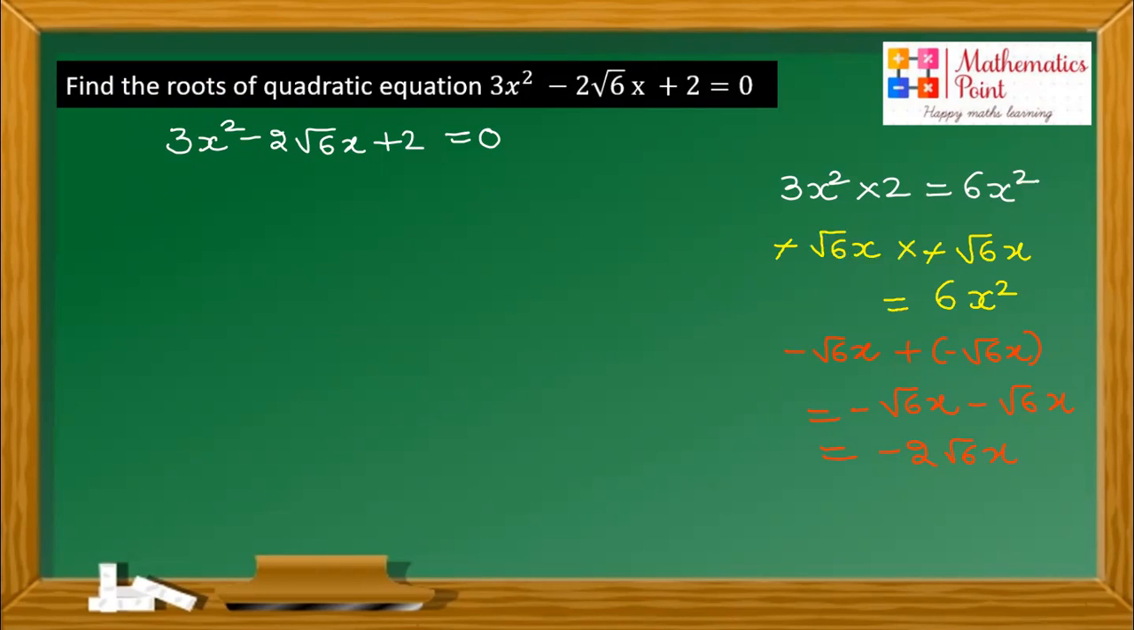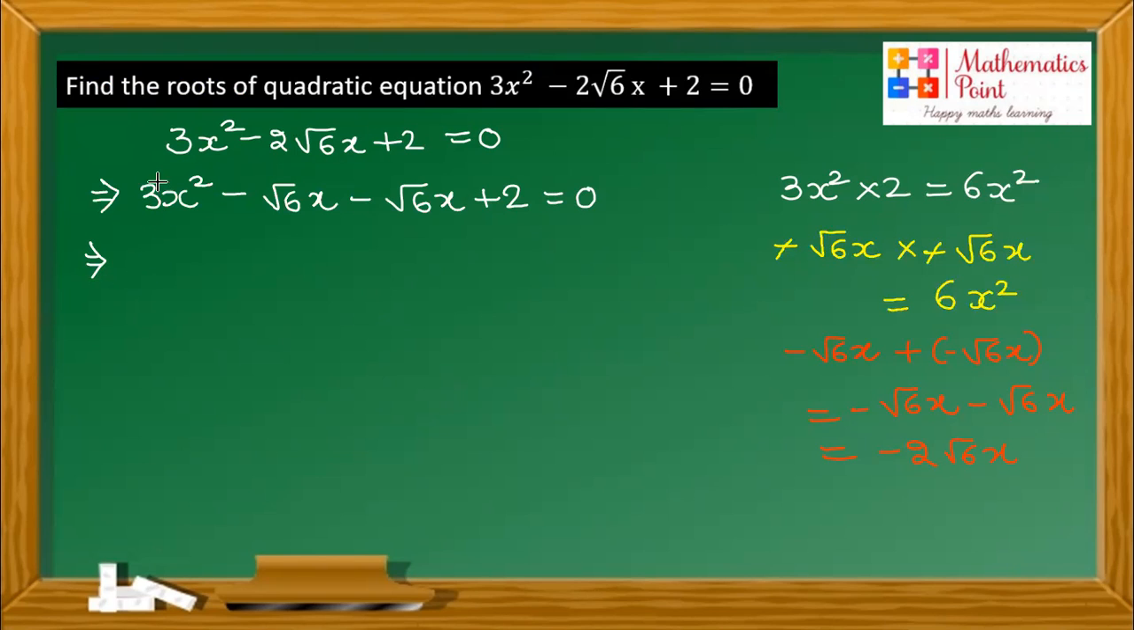So let us replace these numbers in the given equation. It implies, what do we get? 3x square minus root 6x minus root 6x plus 2 is equal to 0. Now, if you see, it looks like we cannot take anything common. No, it is not so. Before taking anything common, we have to modify them.